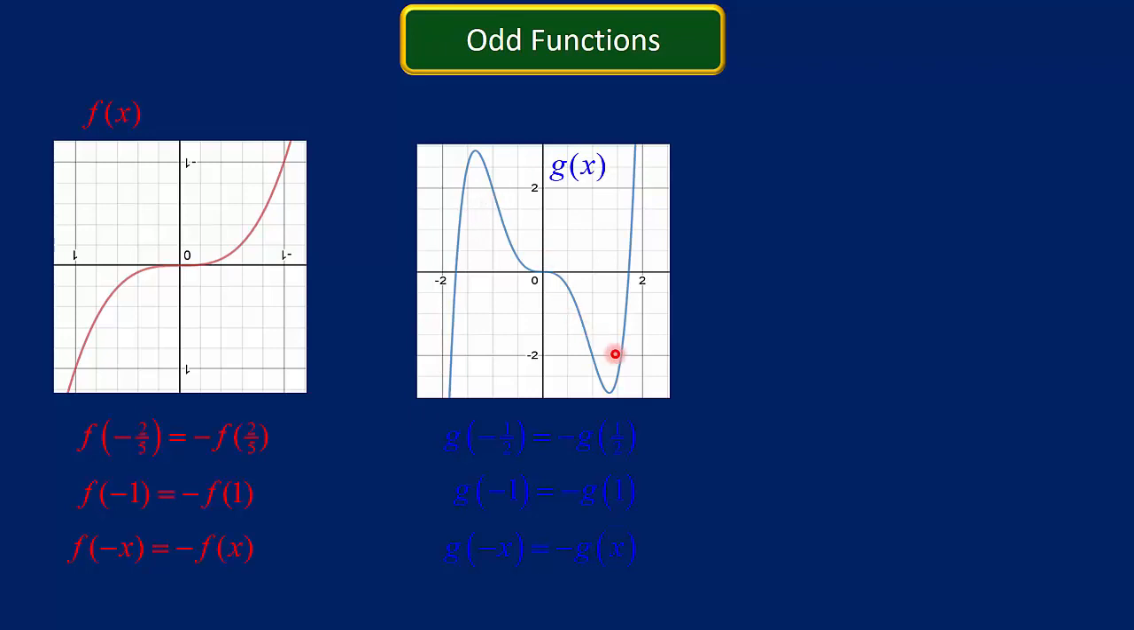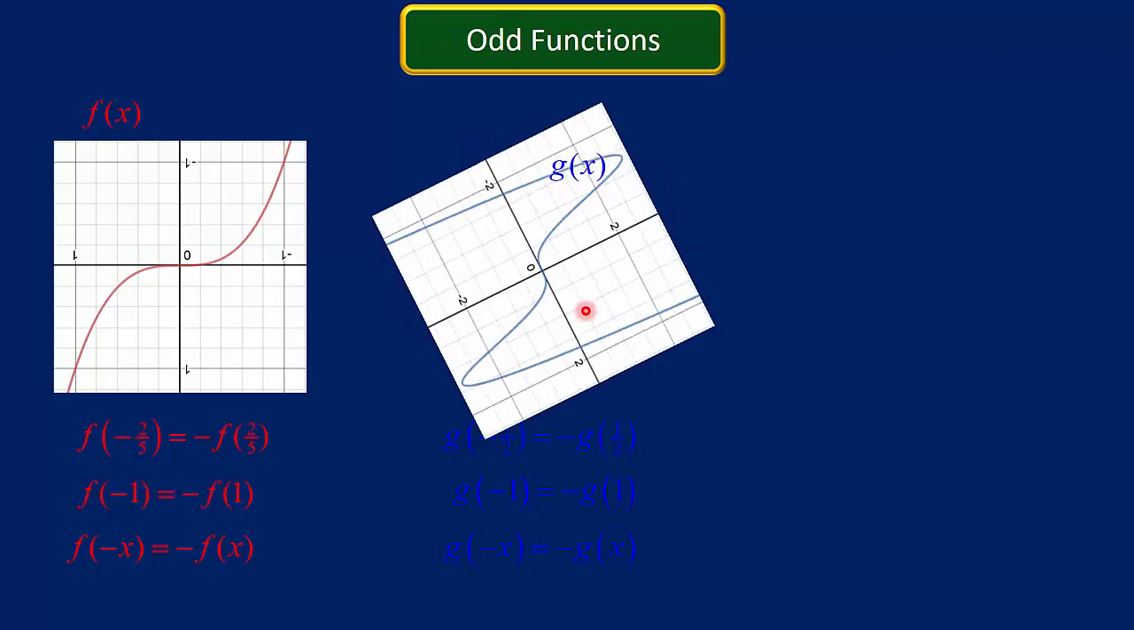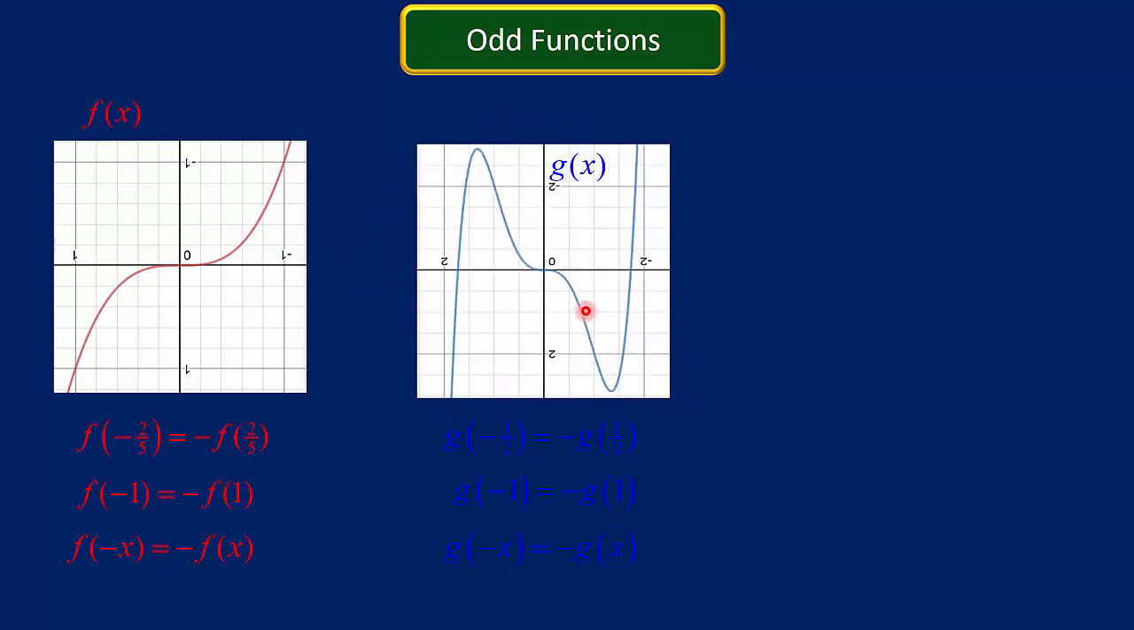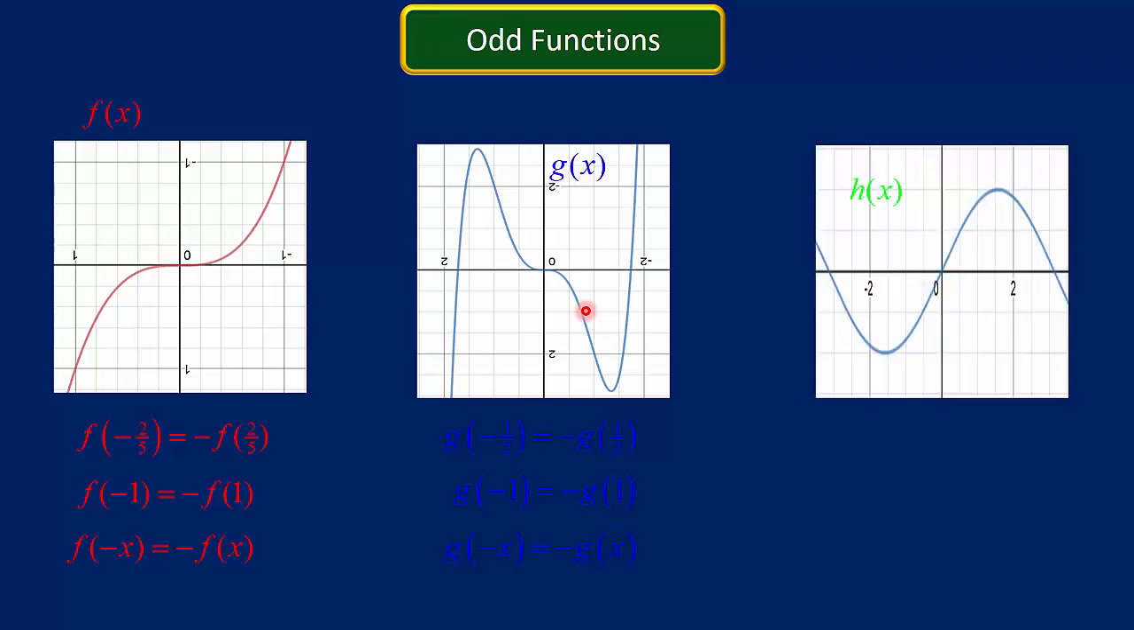And notice, I'll spin this one around. Notice how it looks. And then if I rotate it, spinning on the origin, I get the same graph. It looks the same. Okay, let's try h of x over here. Same thing. Notice h of negative 1 and h of 1, h of negative 2, h of 2. They're just opposites, right? We get the same situation, opposite values. h of negative x equals negative h of x in general.